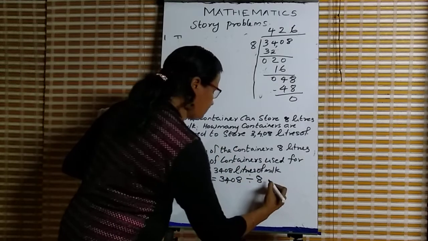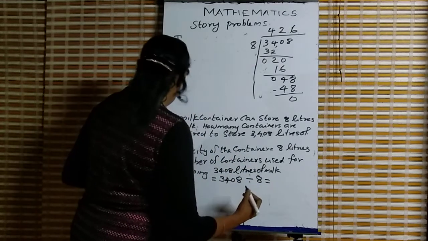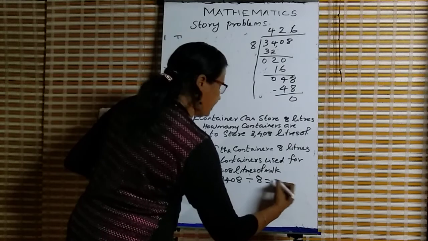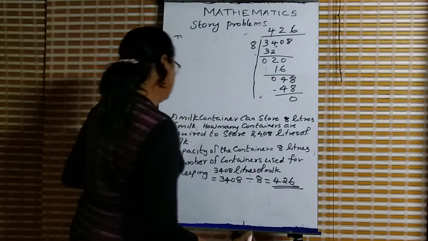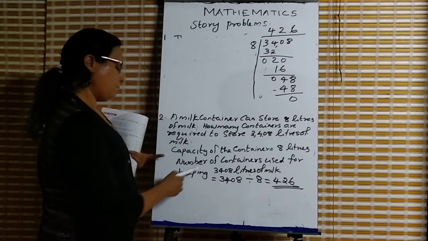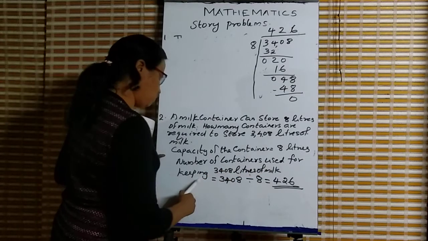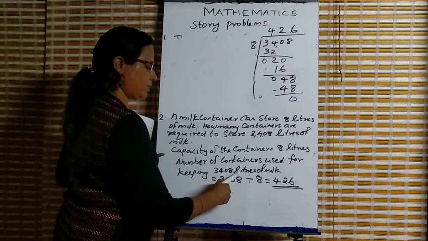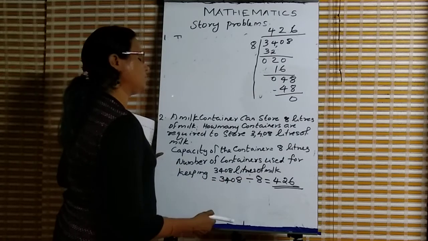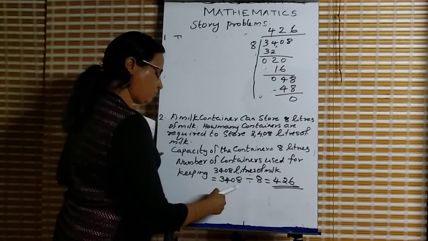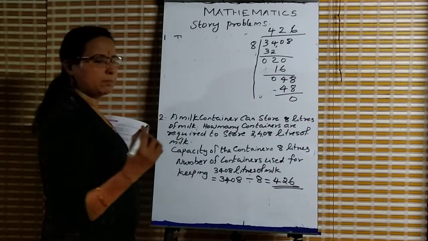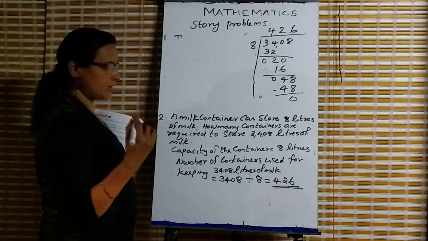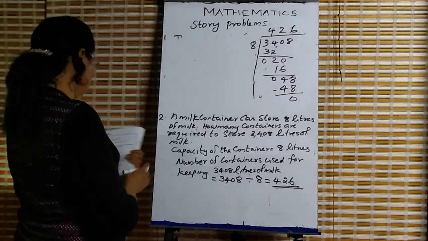So our answer is 3408 divided by 8 is equal to 426 containers. Number of containers used for keeping 3408 liters of milk is equal to 3408 divided by 8, which is equal to 426. So, number of containers is 426.